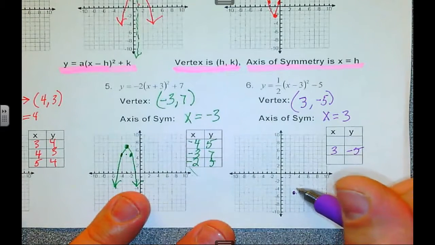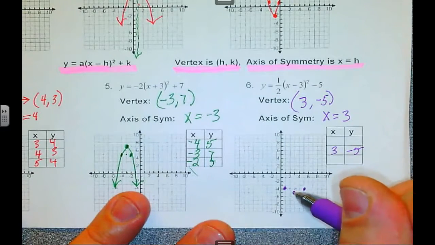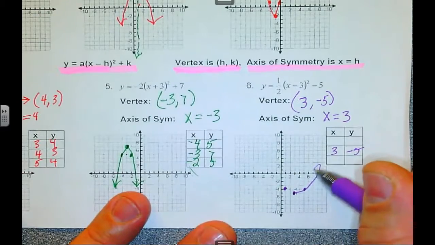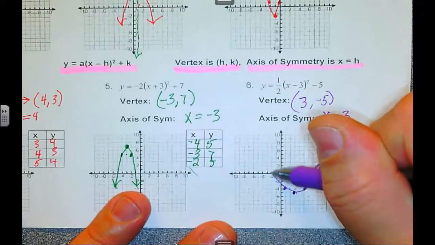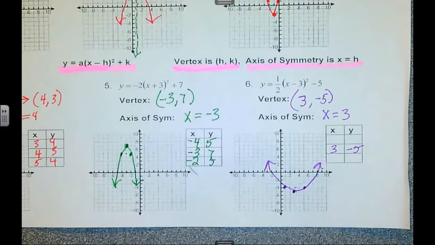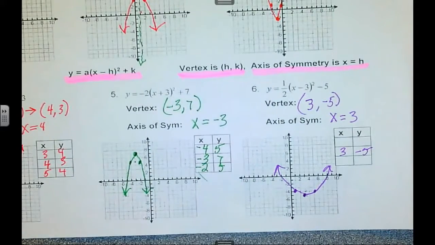I'm going to go up 1 over 2, up 1 over 2. See how it's compressed or wider? Because I have a fraction between 0 and 1. Why would it be compressed? Think of a rubber band. If this is my normal parabola, it makes it wider, so I'm compressing my rubber band. If I stretch it, see how I stretch it, it makes it skinny. Okay, so that's vertex form.